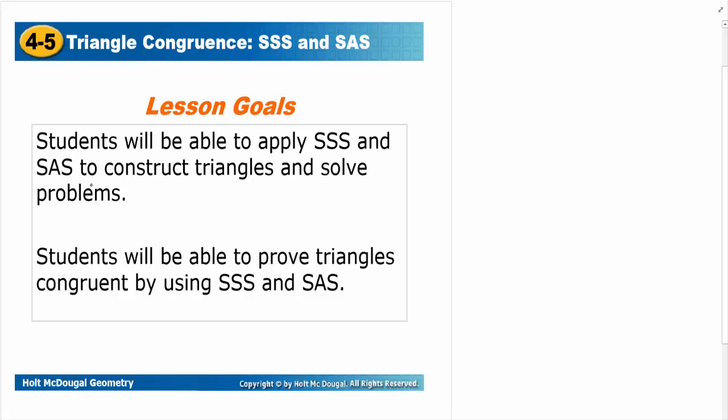Again, the concepts are going to be very similar, but in the previous lesson, we learned how to prove triangles congruent. And we learned it by showing all corresponding parts were congruent. Well, with these theorems, we don't have to show that everything is congruent. We just need to show that a certain amount of information is. And that's what these theorems are going to be discussing.